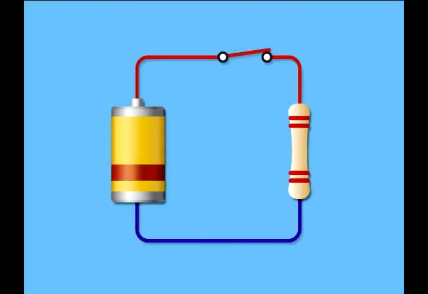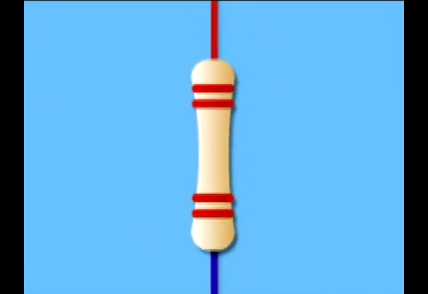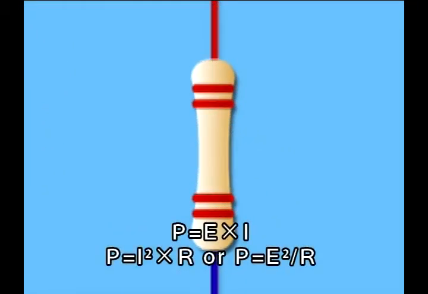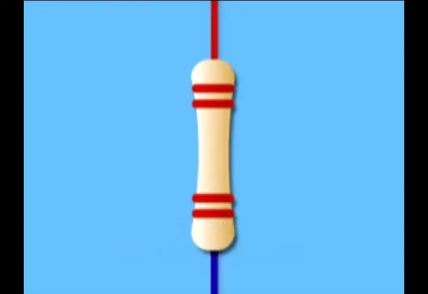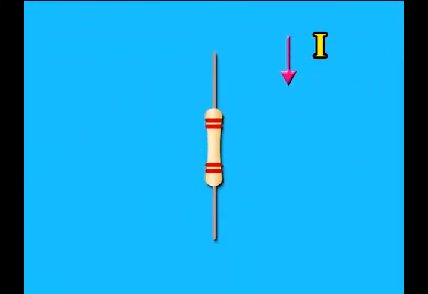Heat is generated when current flows through the resistor. This means that the resistor consumes electric power. The formula P equals E times I is derived when the voltage of the resistance is considered as E, current as I, and electric power as P. If Ohm's law is substituted here, we obtain the formula P equals I squared times R, or P equals E squared over R. Thus, as electric current increases, power consumption increases.